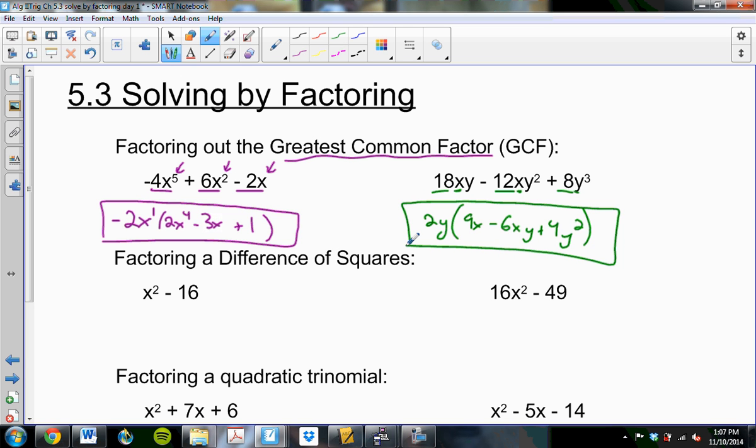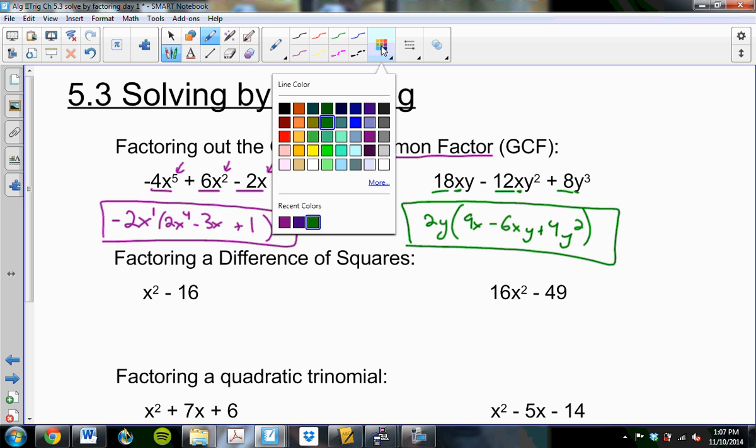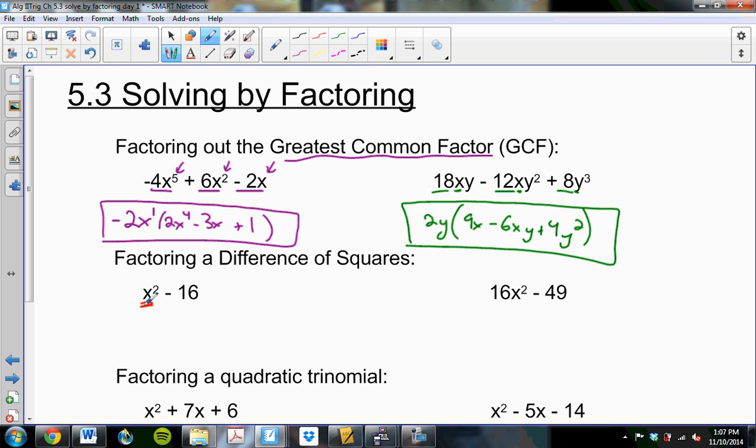When you have a difference of squares, we'll talk a lot more about this in a little bit, but if this thing here is a perfect square, and this thing here is a perfect square, and there's a subtraction between them, this only works for subtraction, not addition. I can do the square root of the thing on the left, and the square root of the thing on the right, twice. It becomes x plus 4, x minus 4.